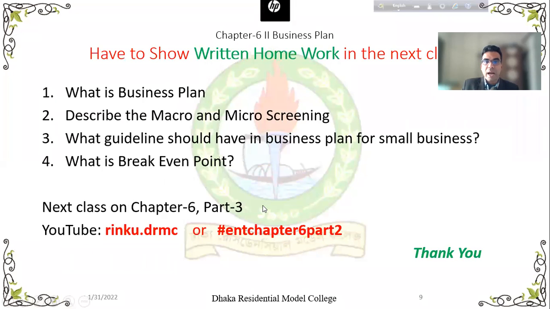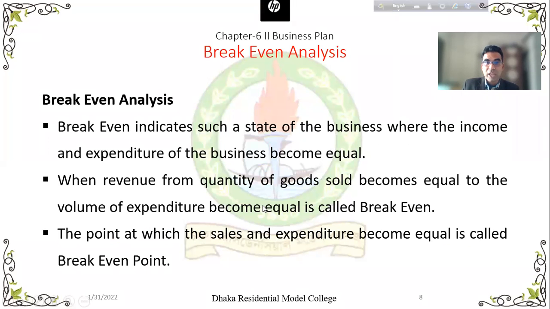Then break-even analysis. Look, last point. Break-even indicates such a state of the business where the income and expenditure of the business become equal. যেখানে আয় এবং ব্যয় সমান হয়। আমি 5 লক্ষ টাকা বিনিয়োগ করেছি, যে পরিমাণ পণ্য বিক্রি করে 5 লক্ষ টাকা উঠে আসবে, সেই পরিমাণ পণ্যই হচ্ছে আমাদের break-even, তাই না?